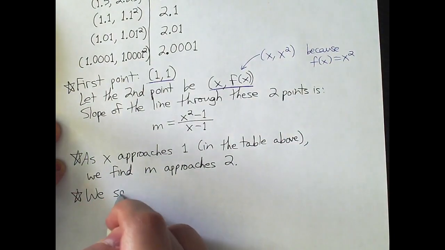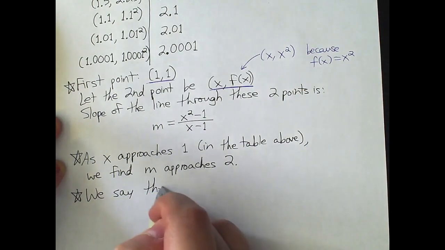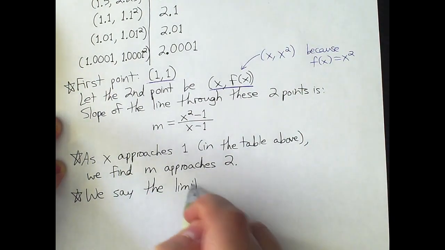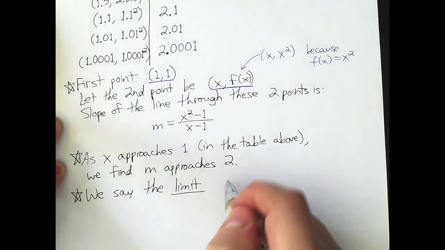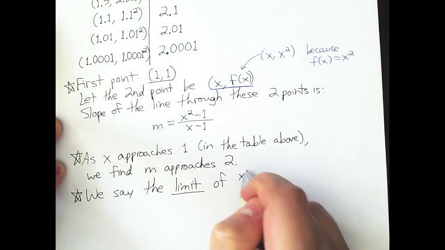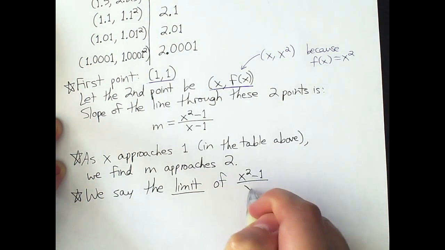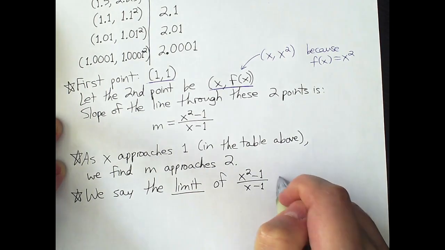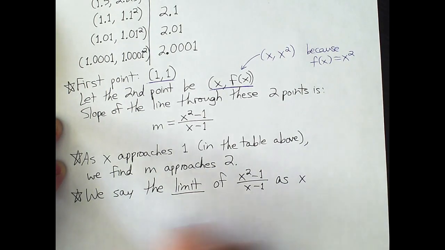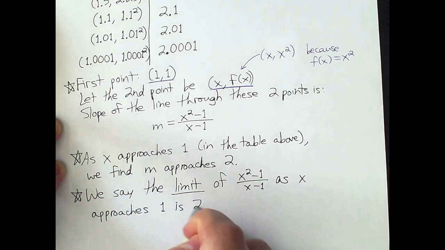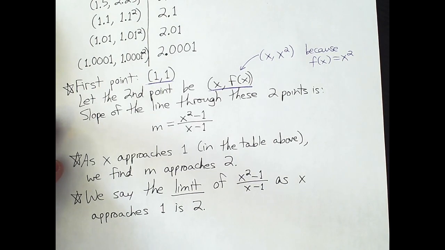We say the limit, I'm going to underline that, we say the limit of x squared minus 1 over x minus 1 as x approaches 1 is 2. So let's look at this sentence carefully.